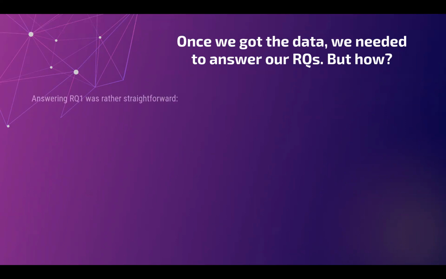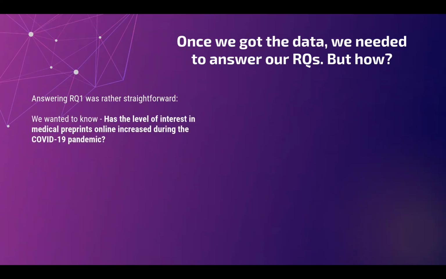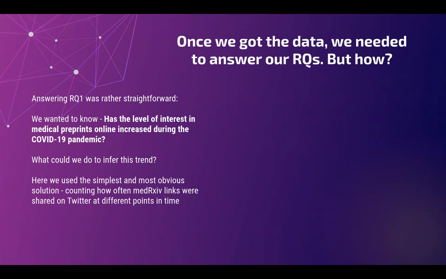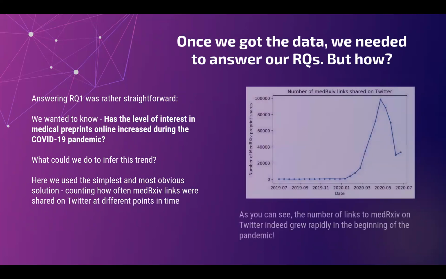So our first RQ, and answering it, was rather straightforward. Just to remind you, we wanted to know whether the level of interest in medical preprints online, in this case on Twitter, increased during the COVID-19 pandemic. To do that, what we had to do is just count the frequency with which people on Twitter put medRxiv links and shared them at different points in time. And here you can see the resulting graph. The y-axis is the number of medRxiv preprint shares on Twitter, and at the bottom we have the x-axis with the date.